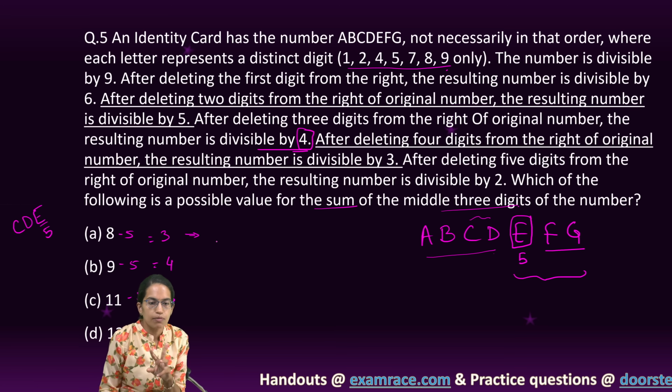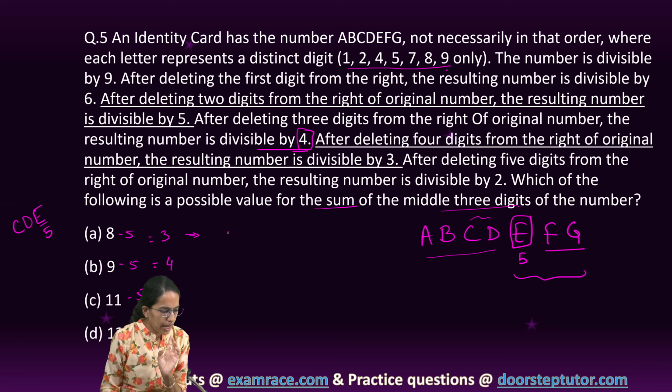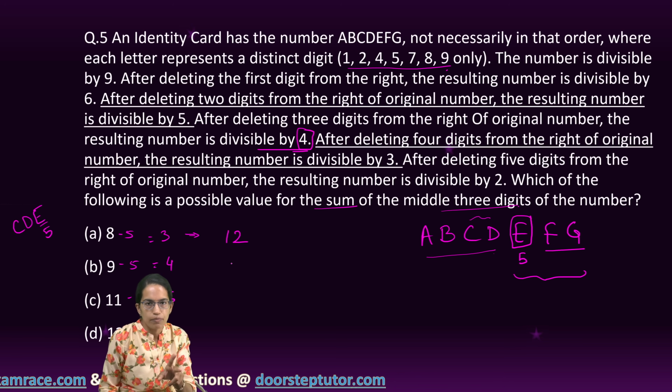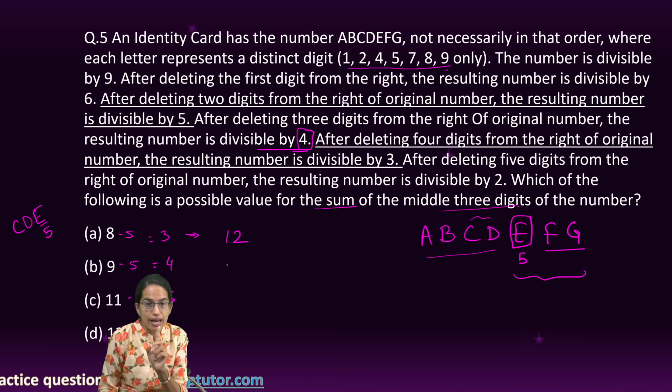So what could be the numbers that could turn out to be 4? I can have 12 here. For 4, I cannot have any number, two numbers, who would be divisible by 4. Okay, so this cannot be the answer.